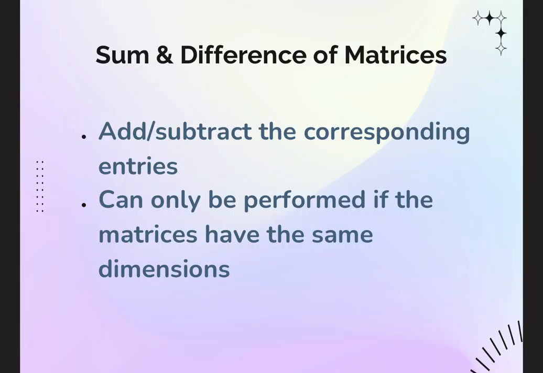All right, so the sum and difference of the matrices are what we're going to do first. For these, you literally just add and subtract the corresponding entries. So the first row, first column gets added to first row, first column. First row, second column gets added to first row, second column of the second one, just like that. It can only be done if the matrices have exactly the same dimensions. So you can only add a 2 by 3 to a 2 by 3. Okay, they don't have to both be 2 by 2 or 3 by 3. They don't have to be a square matrix, but they have to be the same.